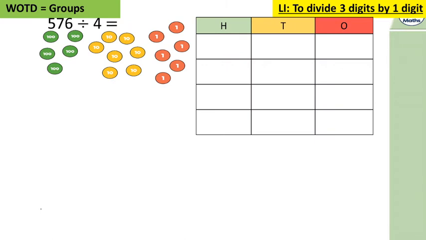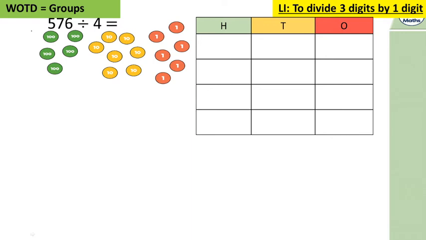Okay, so we've got 576 divided by 4. So we have our 500s, our 7 10s, and our 6 1s. So if we're looking at divided by 4, we need 4 rows. So dividing into, sharing into 4 equal groups, or sharing equally between 4. You can think of it as sharing equally between 4 people.